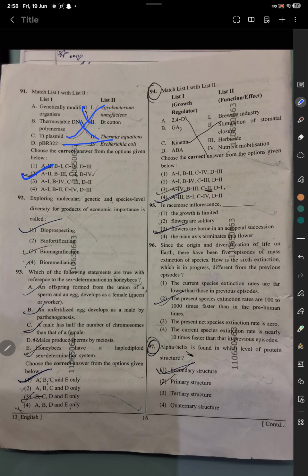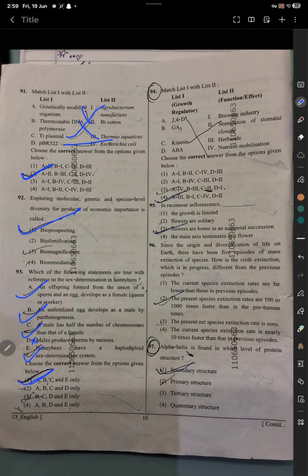So next question 92: exploring molecular, genetic and species level diversity for products of economic importance is called bioprospecting. And which of the following statements are true with reference to sex determination in honeybee? In these kinds of questions, this looks really long, but mostly these questions are really easy. You just need to read all the statements and start eliminating from the start. Like this is right, this is right, this is also right, but this is wrong, and then this is right. So your answer will be number 1.